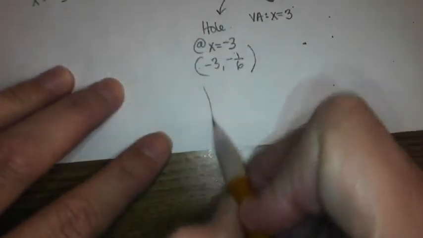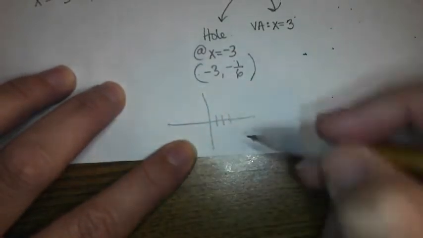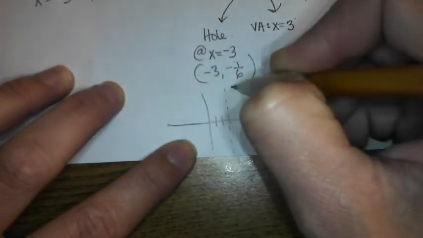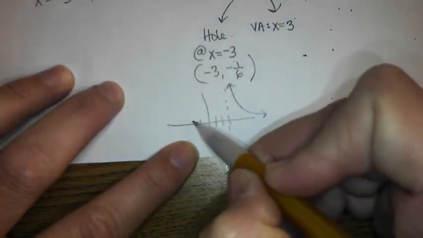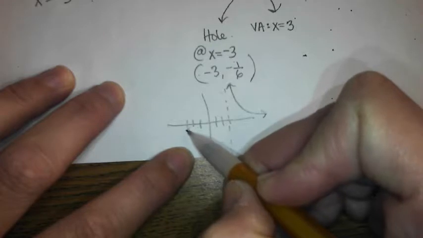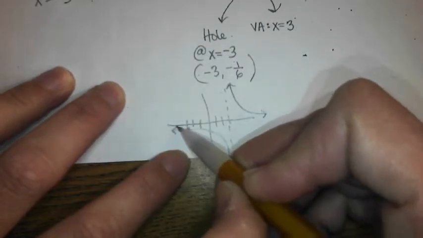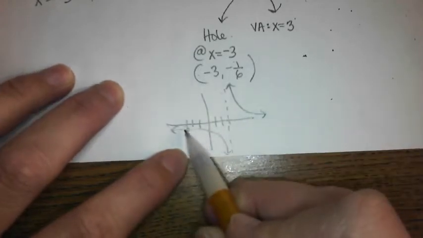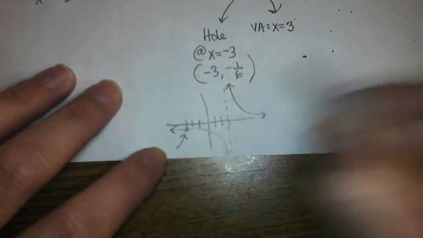So to do a quick sketch, we have an asymptote at 3. That's going to look like that. And we're going to have a hole. So we're going to do this. We have a hole at (-3, -1/6). There's our hole.